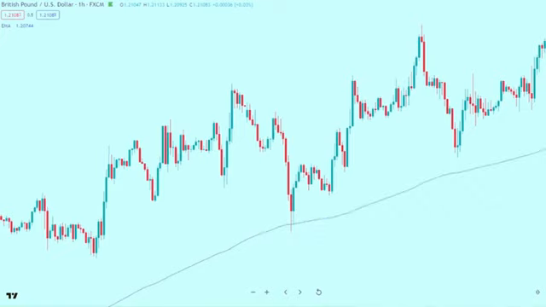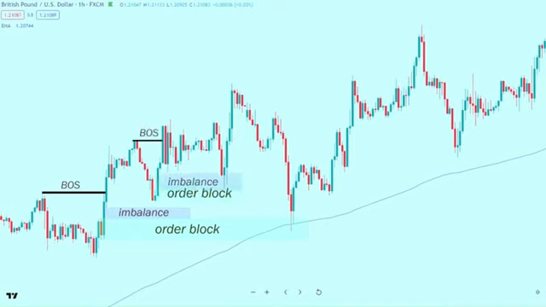First, we need to identify the imbalance area. In this example, we can see an imbalance area accompanied by a break of structure, and before the imbalance, we can see the last bearish candle. This candle represents the demand order block, and because we are in an uptrend, we will only focus on identifying demand order blocks. Then, we can see another demand order block, where the price creates an imbalance and a break of structure. This is another order block area.